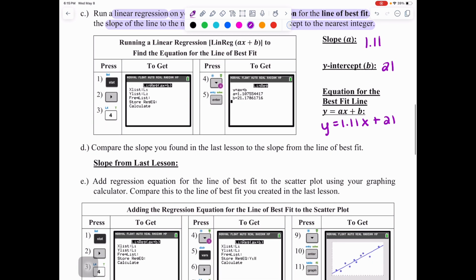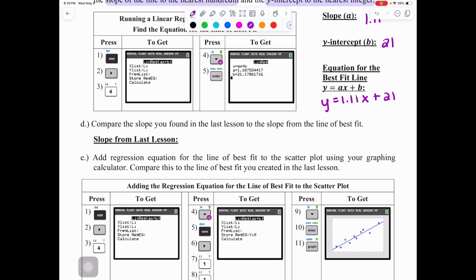So now in the next portion, it says compare the slope you found in the last lesson to the slope from the line of best fit. So we'll do the slope from the last lesson first. That slope was 1.13.